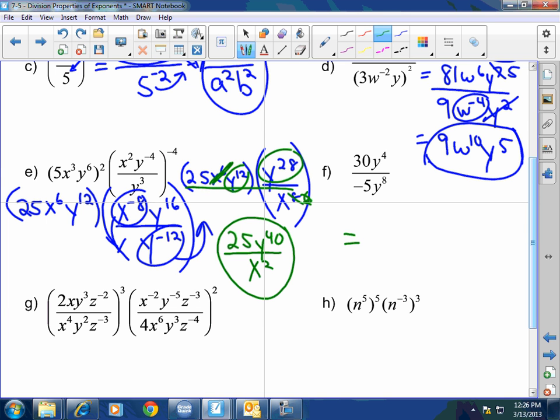Okay, what's this one going to be here? 30y to the 4th divided by negative 5y to the 8th. Okay, 30 divided by negative 5 is negative 6 up at the top. Well, y to the negative 4 would equal y to the 4th in the denominator, right? So remember that, guys. You cannot have negative exponents. You have 4 y's in the numerator, take 4 from the denominator.